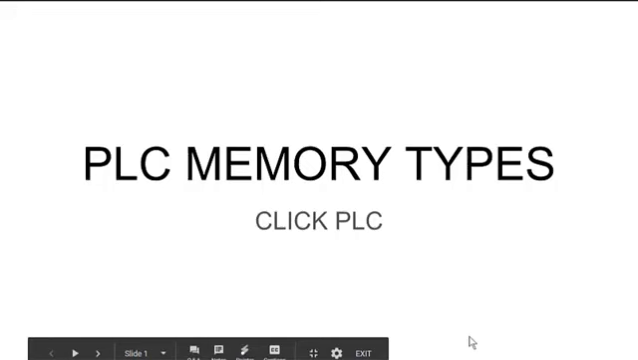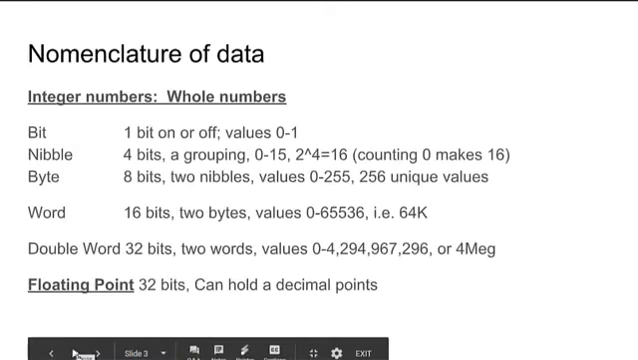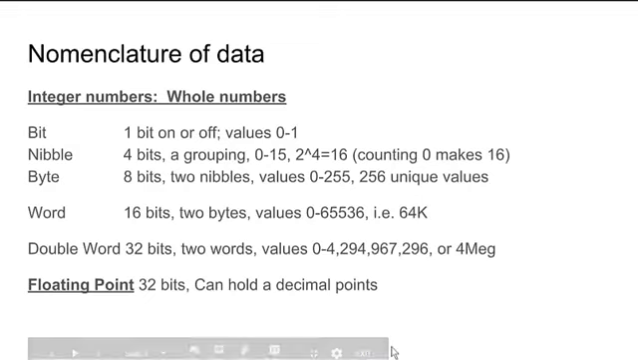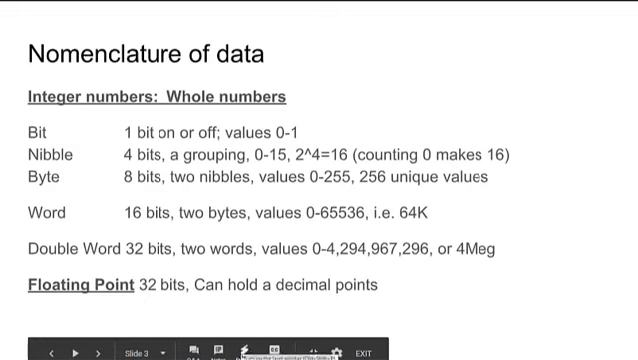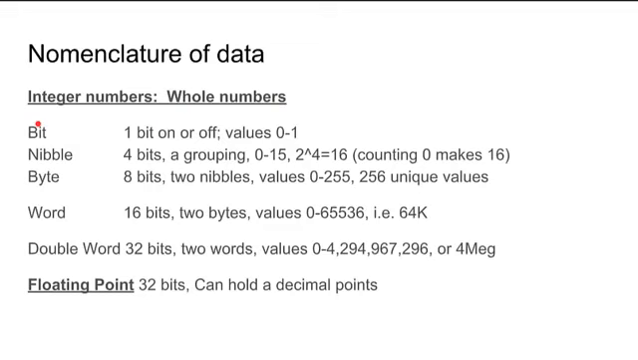Okay, we're going to look at PLC memory types on the Click PLC. In that, we're going to learn that there are different types of memory. First, we need to look at the nomenclature. There are integer numbers, which we know as whole numbers. Whole numbers are 0 and 1, no decimal point.